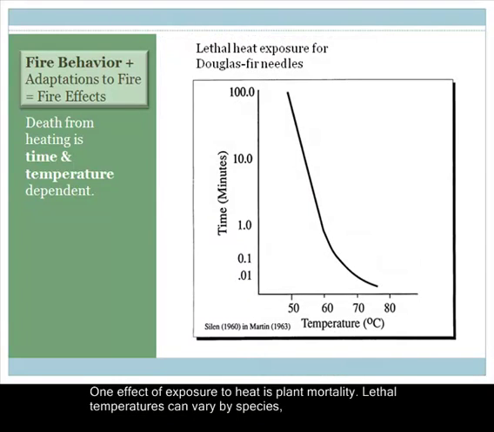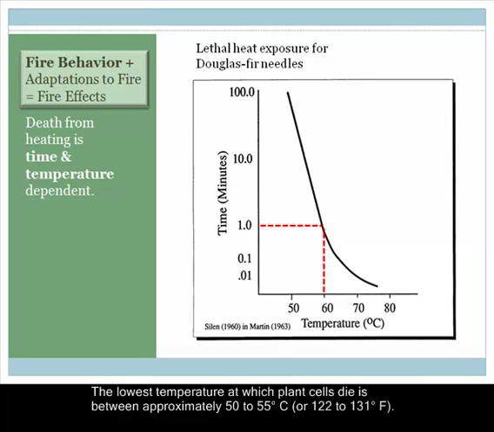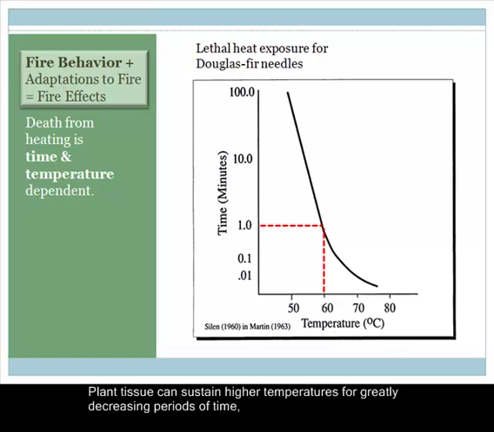Lethal temperatures can vary by species, but a general guideline in plants is 60 degrees Celsius or 140 degrees Fahrenheit for 60 seconds. The lowest temperature at which plant cells die is between approximately 50 to 55 degrees Celsius or 122 to 131 degrees Fahrenheit. Plant tissue can sustain higher temperatures for greatly decreasing periods of time, as shown in this graph depicting lethal heat exposure for Douglas fir needles.